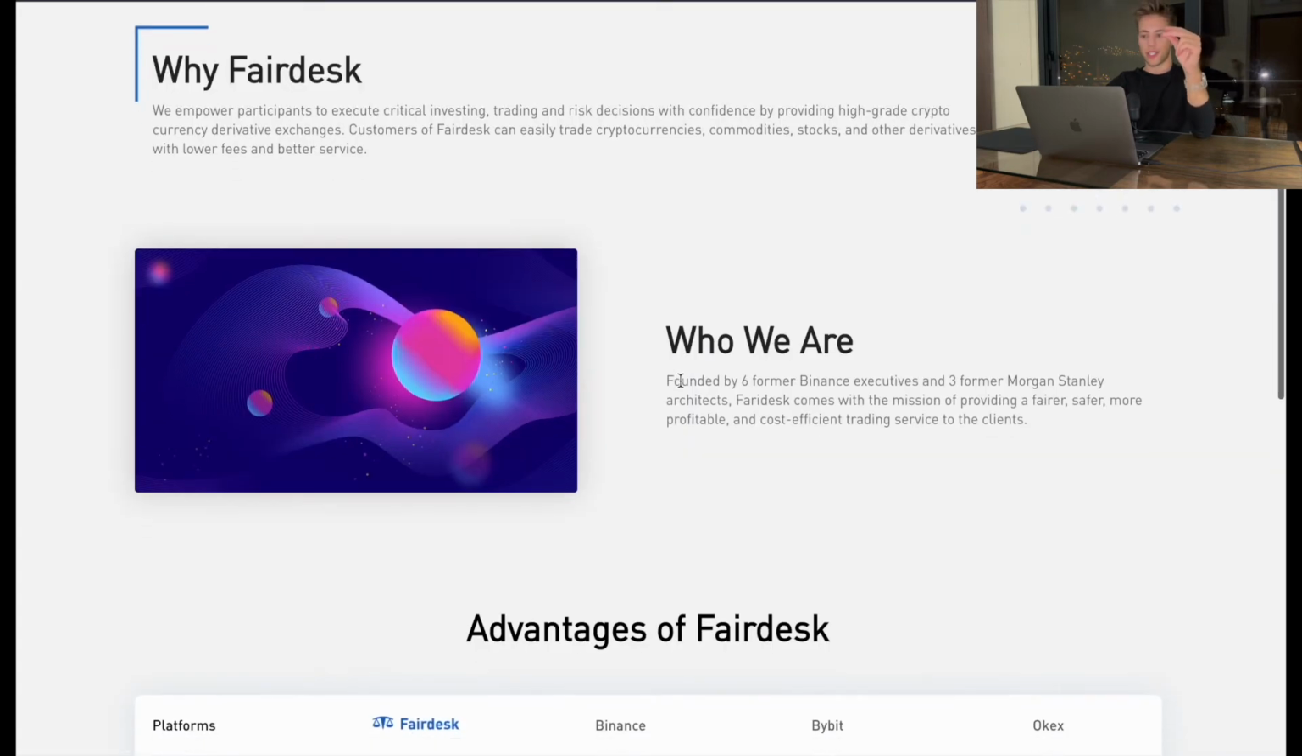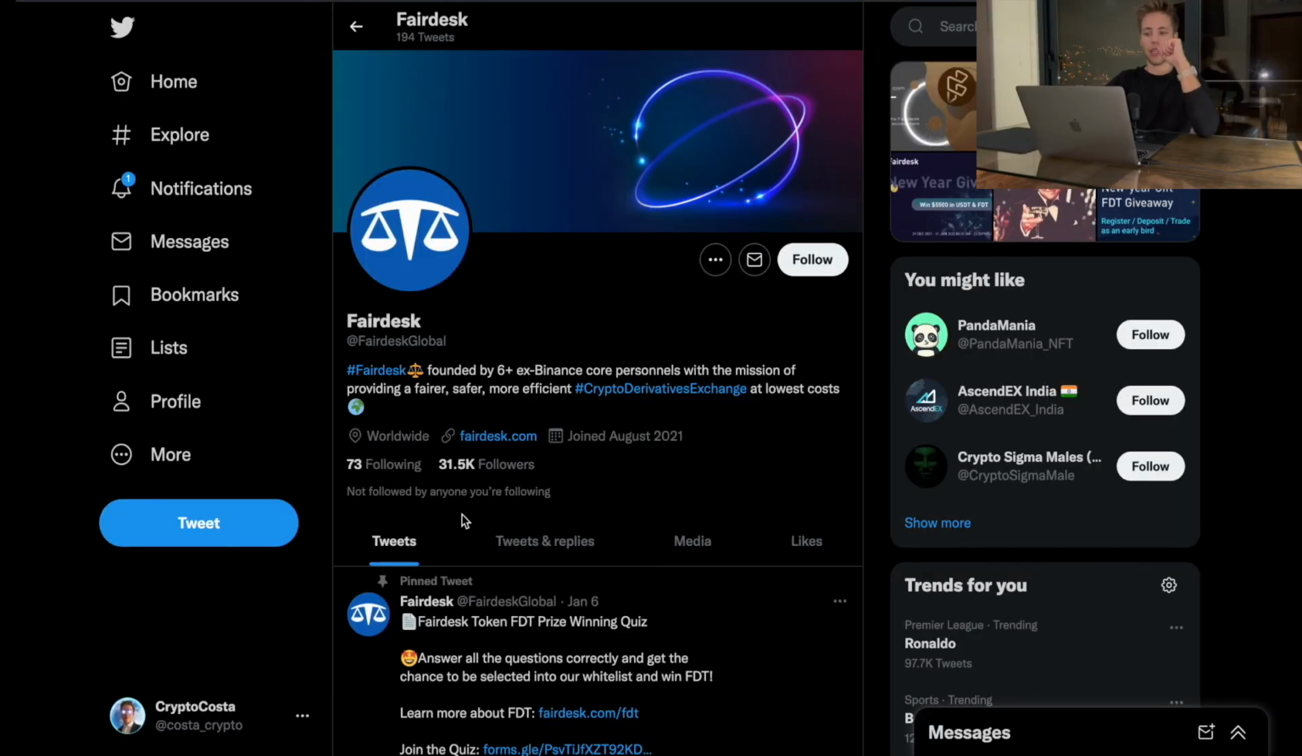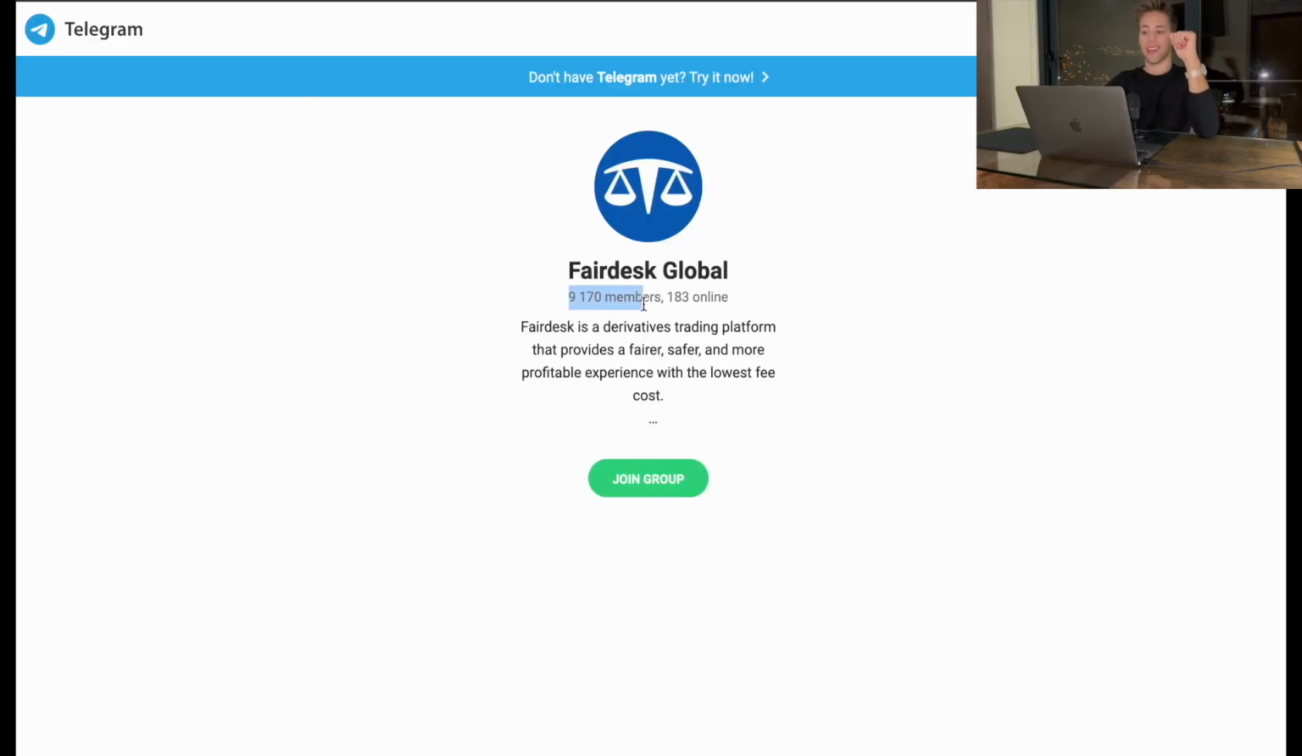So actually Fairdesk is funded by 6 former Binance executives and 3 former Morgan Stanley architects. Fairdesk comes with the mission of providing a fair, safe, and more profitable and cost-efficient trading service to the clients, right? So on Twitter they have 30,000 followers. On Telegram they have 9,000 members.